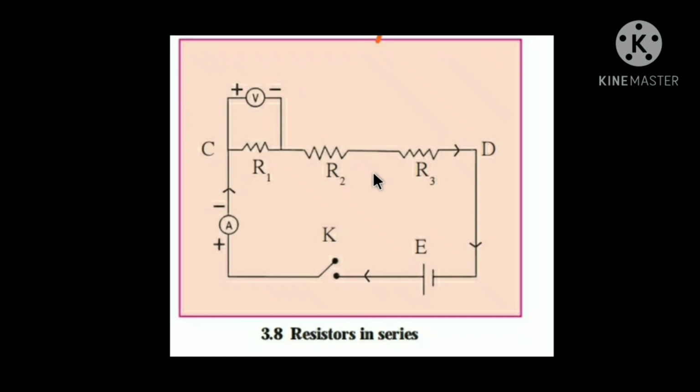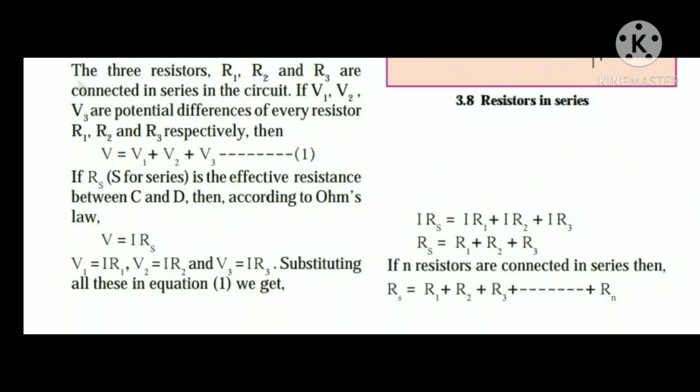The value of current is I and the potential difference between C and D is V. The three resistors R1, R2 and R3 are connected in series in a circuit. Let the voltages across them be V1, V2 and V3 respectively. Then V is equal to V1 plus V2 plus V3. This is equation 1.